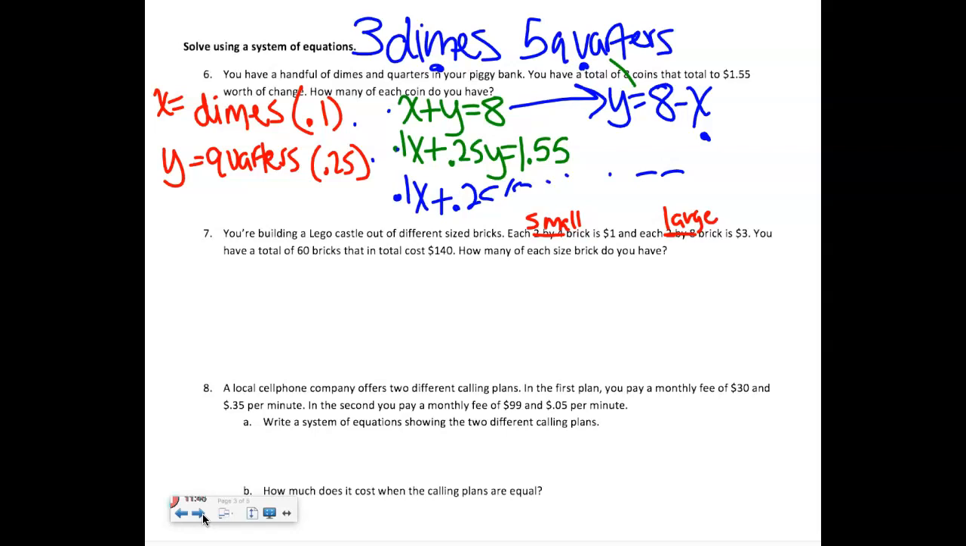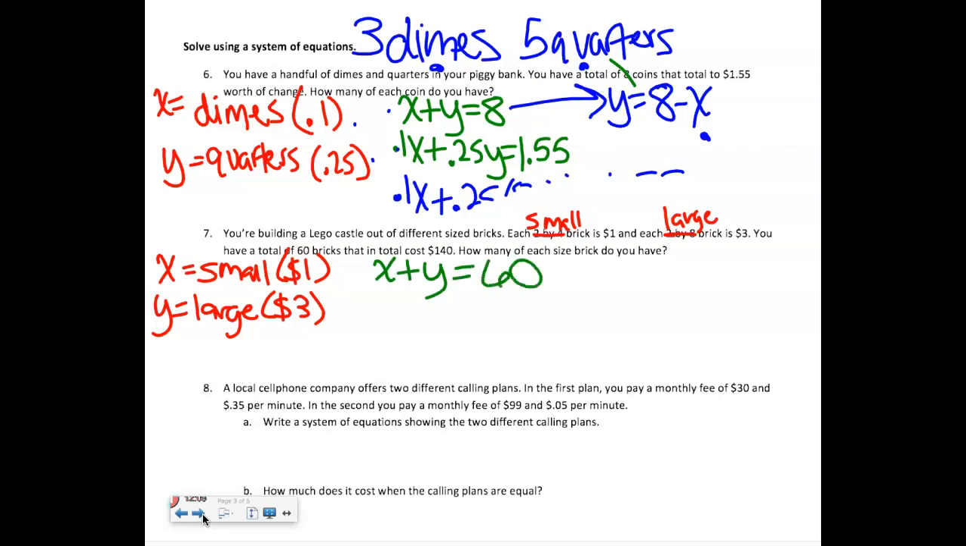So I'm going to say X represents my small, which cost us $1. My Y's represent my large, which cost us $3. So all together we have 60 bricks. So I'm going to say X plus Y equals 60. Notice, don't use 60 again. Our other one is going to be our money equation.